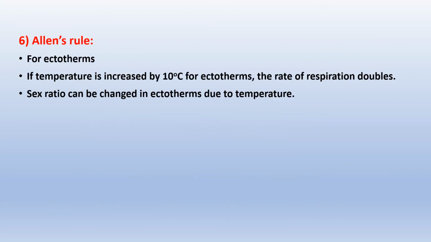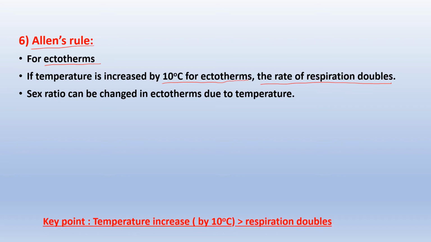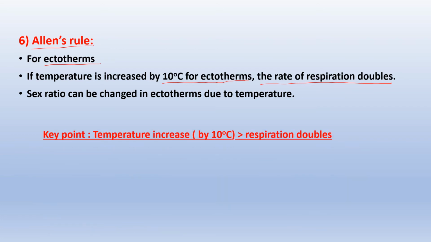So the sixth rule is Allen's rule. It is the rule for the ectotherms. Previous rules which we have discussed were related to endothermic animals. So this rule says that if the temperature is increased by 10 degrees Celsius for ectotherms, the rate of respiration doubles. It also says that the sex ratio can be changed in ectotherms due to the temperature. So you just have to remember that with a temperature increase of 10 degrees Celsius, the respiration doubles.